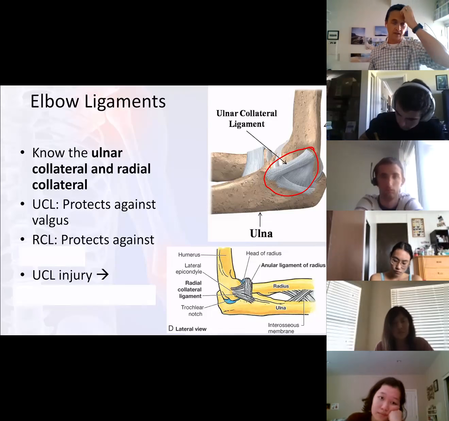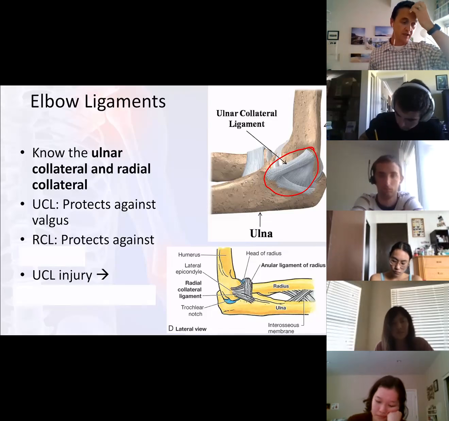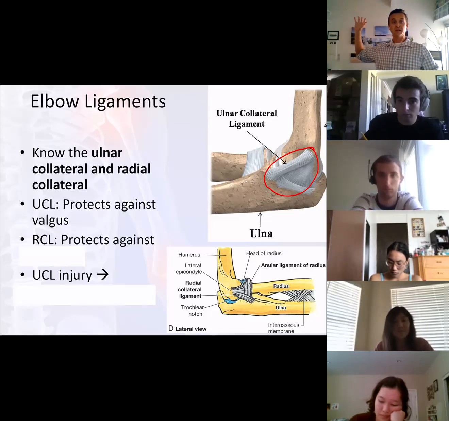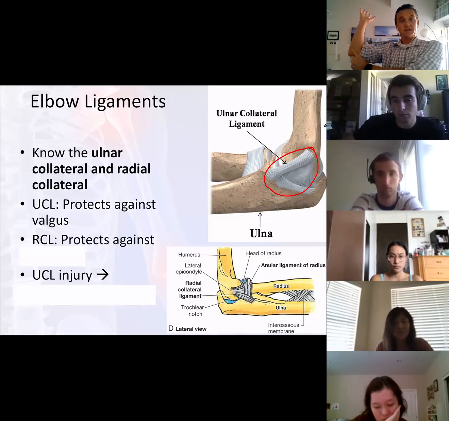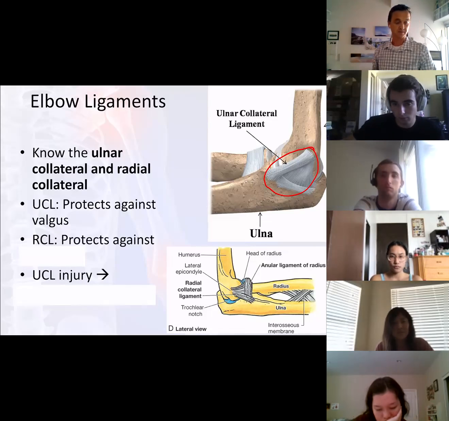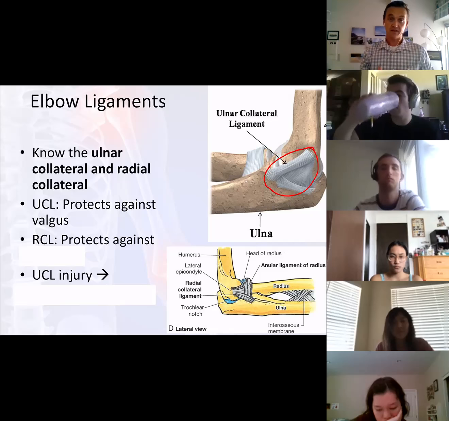So the most common way in sports that people damage their UCL is by throwing, right? Because they bring their arm back like this, and when they bring it back, it's opening up this joint structure right here, putting stress on that UCL ligament, okay? So that's on the medial side.